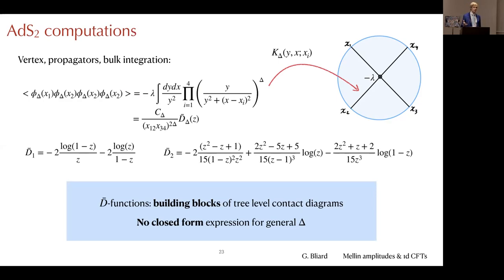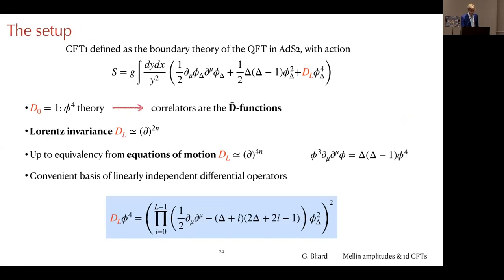These in one dimension are simply the diagonal limit of the higher dimensional counterpart. Something that is slightly irritating is that these don't have any closed form expression for general delta, even though they have quite a simple form in terms of logarithms. I have here the first two examples for delta is equal to 1 and delta is equal to 2.